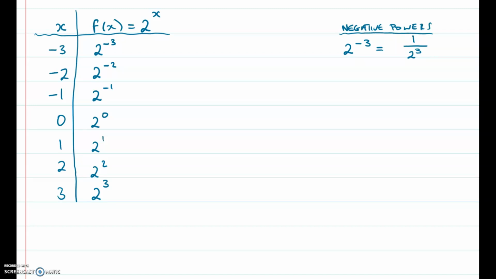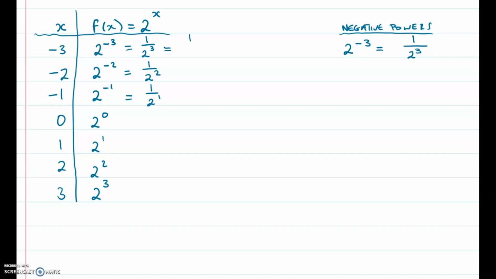So for the first three of these, we're going to have negative powers. So that's going to be 1 over 2 to the power of 3. This is a negative power, so make it 1 over 2 to the power of 2, and 1 over 2 to the power of 1. Now let's go back and tidy these up a little bit.